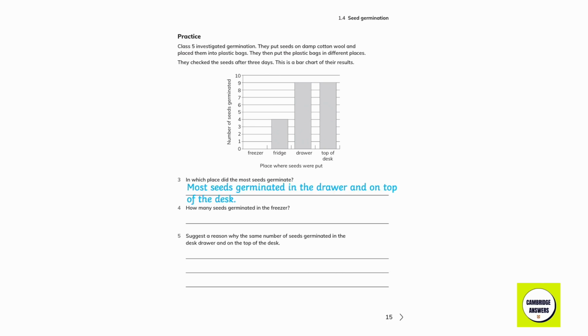Most seeds germinated in the drawer and on top of the desk. How many seeds germinated in the freezer? None. Suggest a reason why the same number of seeds germinated in the desk drawer and on the top of the desk. The seeds in both places had enough warmth and water. The seeds had all the factors they needed for germination.